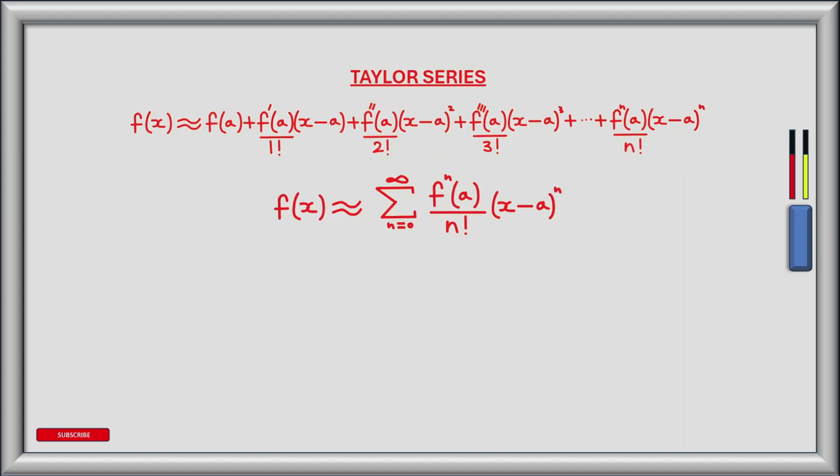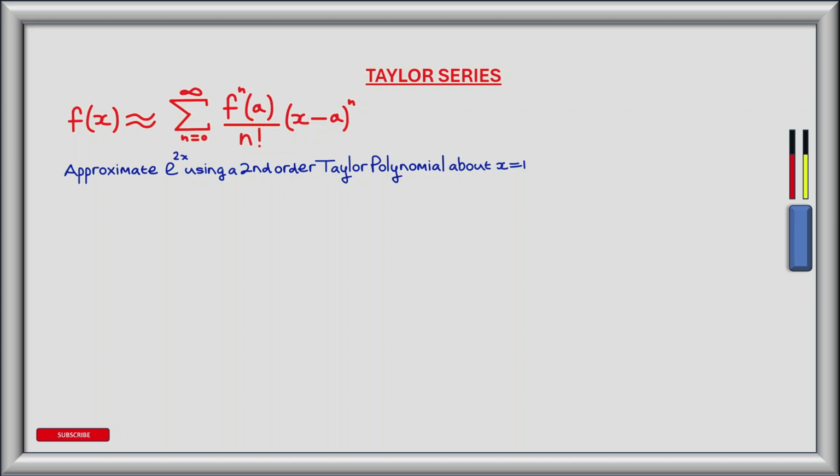The shorter form of the Taylor series is shown here, where the function f of x is approximated by the sum from n equals 0 to n equals infinity of the nth derivative evaluated at a divided by n factorial and multiplied by x minus a to the nth power. Let's now take a look at an example of how this works.